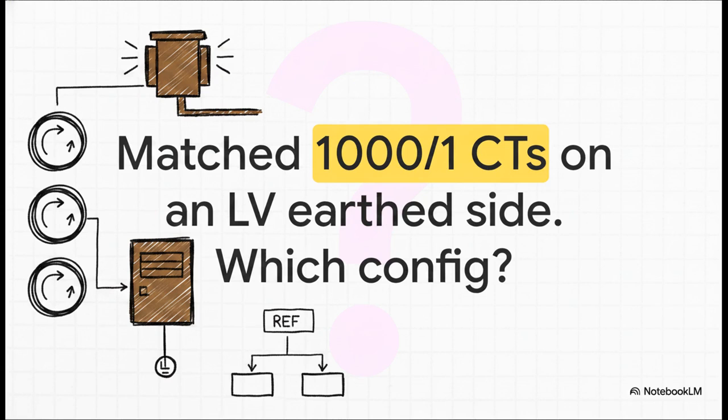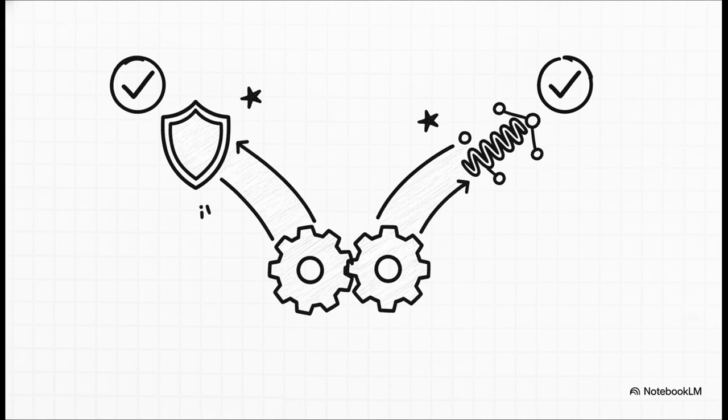Okay, let's do a quick interactive check to test what we've covered today. Imagine you're out in the field working on a real-world brownfield retrofit. You check the physical equipment. Your phase CTs are rated 1000/1. Your neutral CT is also rated 1000/1. And your neutral is solidly earthed on the LV side. Apply the decision tree. Which REF type are you actually allowed to use, and which configuration letters apply? Take a second and think about it. Got your answer? Let's reveal it.